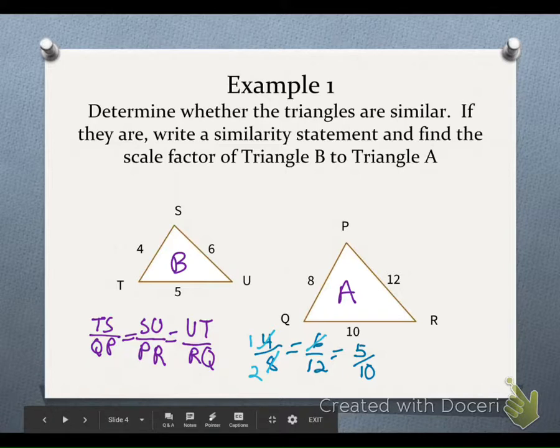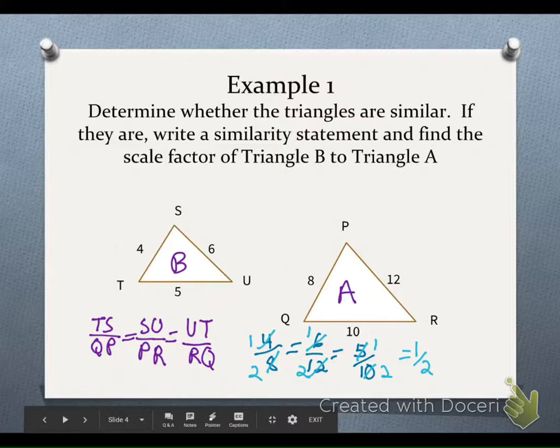Over here we see we have 6 and 12. What goes into 6 and 12? 6 goes into 6 how many times? 6 goes into 12 how many times? And then we have 5 and 10, and we know how this is going to go, 1 and 2. We see they all have that same scale factor, that common ratio, 1 to 2.